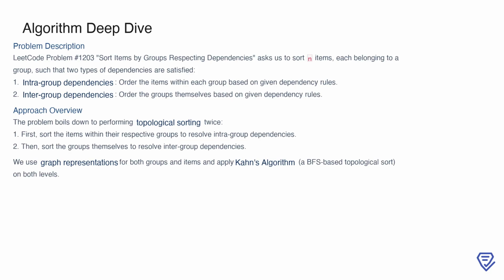The approach to solving this problem involves performing topological sorting twice, once to resolve the order within each group and again to resolve the order between groups. To achieve this, we represent both items and groups as graphs and utilize Kahn's algorithm, a breadth-first search-based method for topological sorting, to process these dependencies step by step.